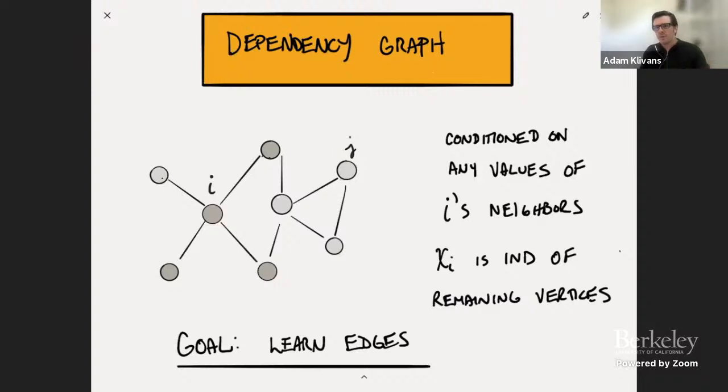And the goal here, the learning problem, is very simple. You're given draws from this distribution D, and you'd like to figure out what the edges in this graph are. I just want to understand the conditional independence structure of all the features in this distribution. And of course, I'd like to do it using as few samples as possible and as quickly as possible. This is also called structure learning.